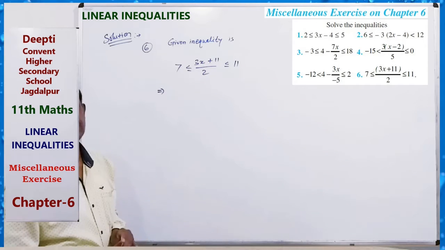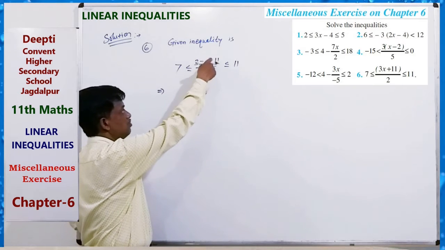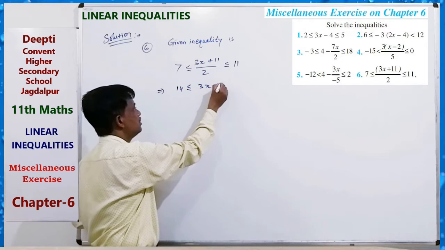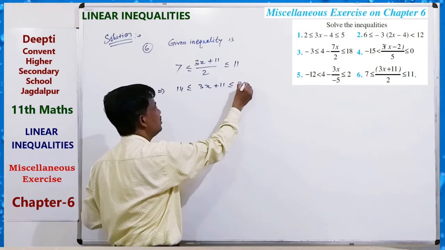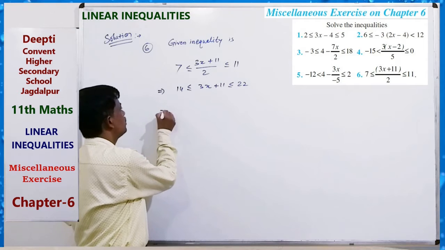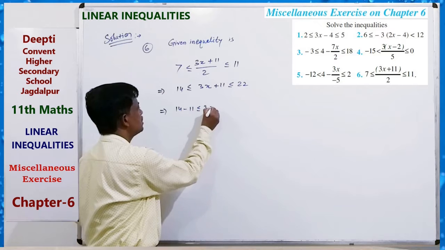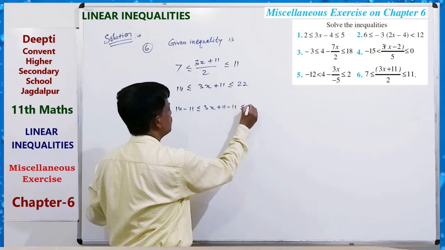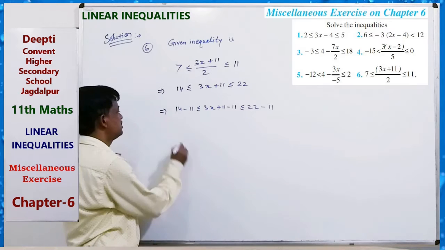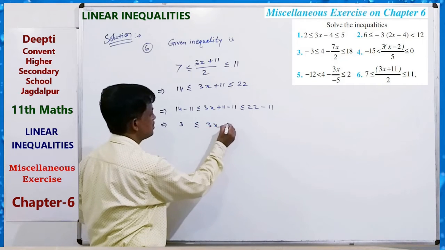So here we have to multiply 3 places by 2. Then the 2 cancels here, 2 cancels here. 14 is less than or equal to 3x plus 11 is less than or equal to 22. Multiply by 2 in 3 places. Okay, now 14 minus 11 is less than or equal to 3x plus 11 minus 11 is less than or equal to 22 minus 11. Just subtract 11 from 3 places. We get 3 is less than or equal to 3x is less than or equal to 11.